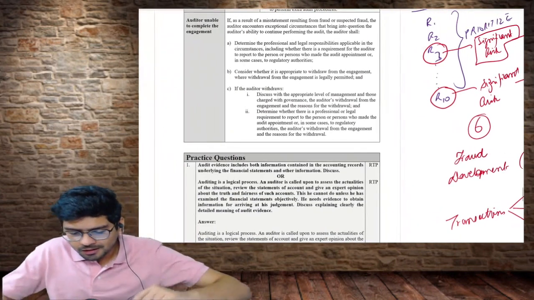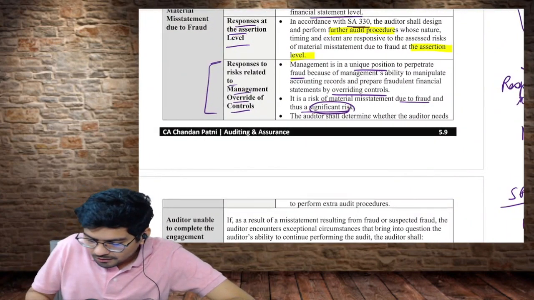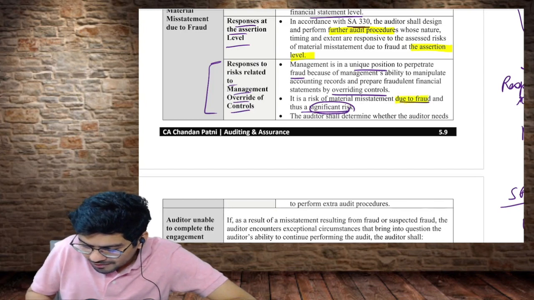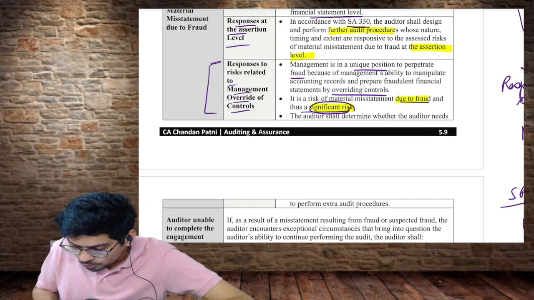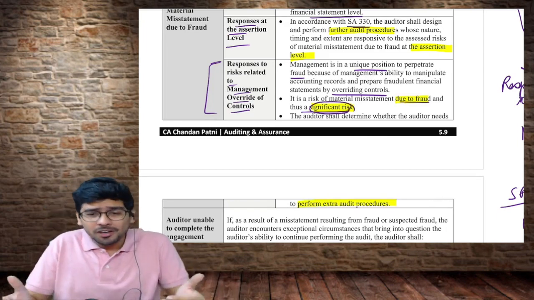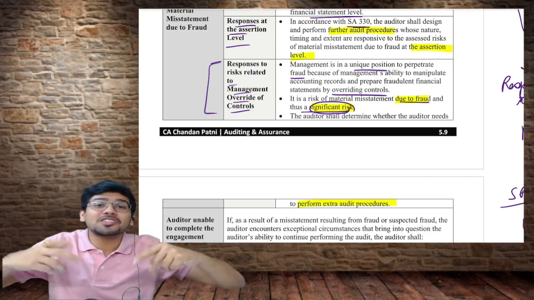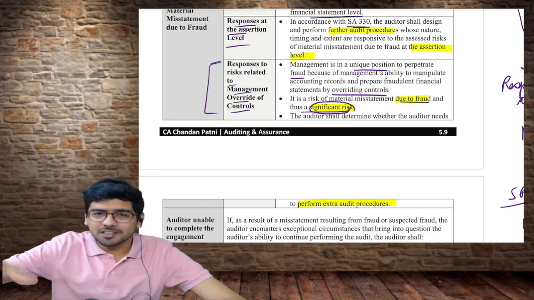the point here is the auditor needs to understand the risk of material misstatement due to fraud, and thus it is a significant risk, and the auditor shall determine whether the audit needs to perform extra audit procedures. You all know that when there is a significant audit risk, the auditor needs to pay special audit consideration. He needs to apply special audit consideration to those areas.